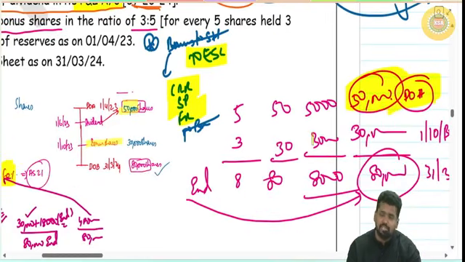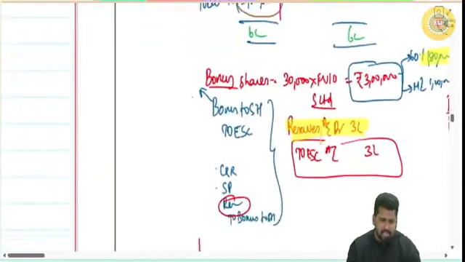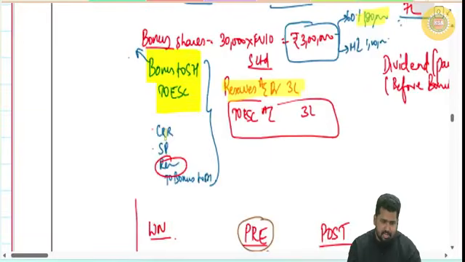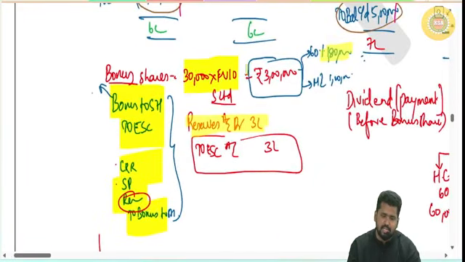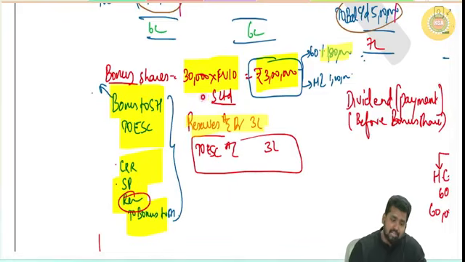Clear? How many bonus shares is the subsidiary giving? 30,000 bonus shares, correct? Okay, this entry you remember. How many bonus shares? 30,000 into face value. What is the bonus value? 3 lakhs, correct? What is the journal entry the subsidiary would have passed?